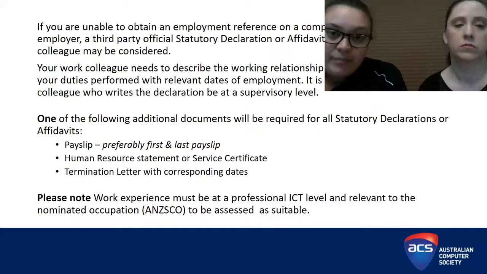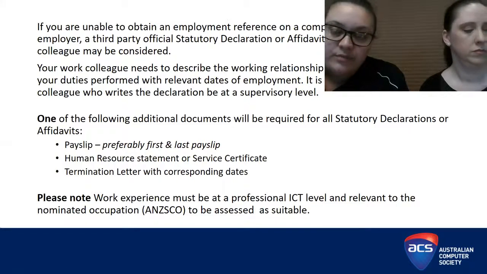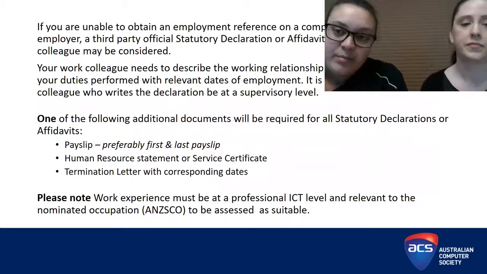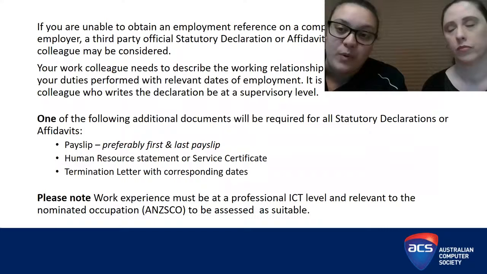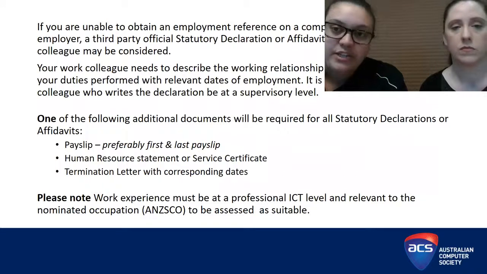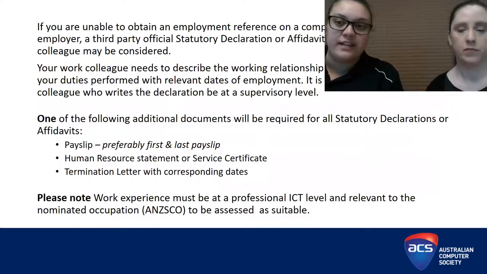Now, if you are providing the declaration, you can provide a piece of evidence, which is either a first and last payslip, a HR letter or service certificate, or a termination letter, depending if you've worked there or you've stopped, basically. And it all needs to be at a professional ICT level. Now, we do get a lot of questions beforehand. We're not going to know until we actually get the assessment, and then our assessors actually assess the documentation and have a thorough look for you, basically.